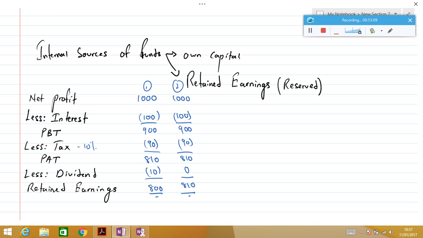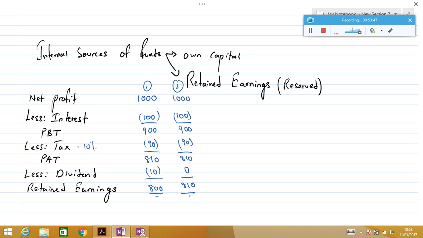Now, dividend is not compulsory, guys. It depends on your decision. Whose decision is that? The CEO's decision. It depends on the CEO whether he wants to pay dividend to the shareholders or not. Even if the company has billions of profit, it still depends on the CEO whether to pay the dividend or not. I'll come back to that later.